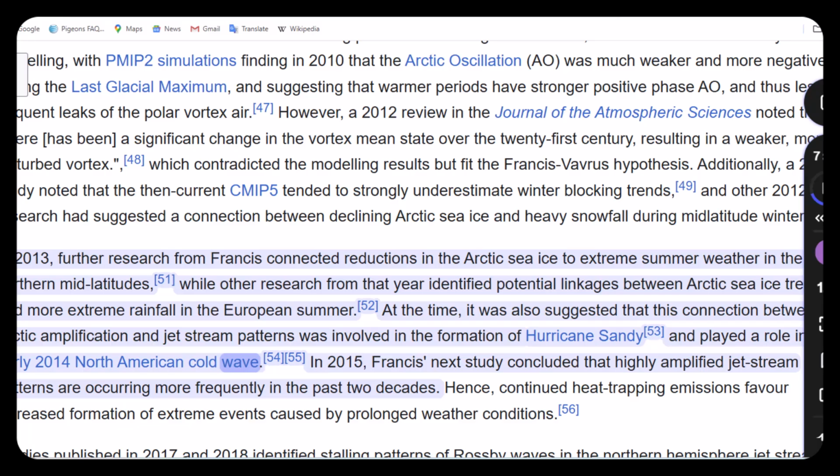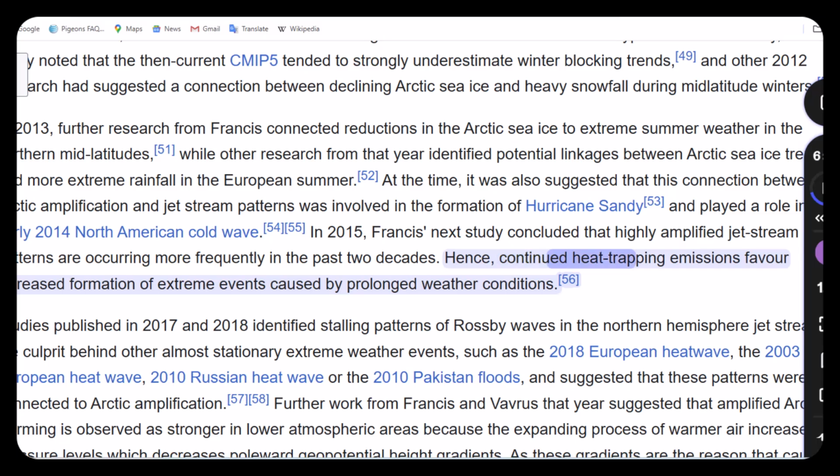In 2015, Francis's next study concluded that highly amplified jet stream patterns are occurring more frequently in the past 2 decades. Hence, continued heat-trapping emissions favor increased formation of extreme events caused by prolonged weather conditions.